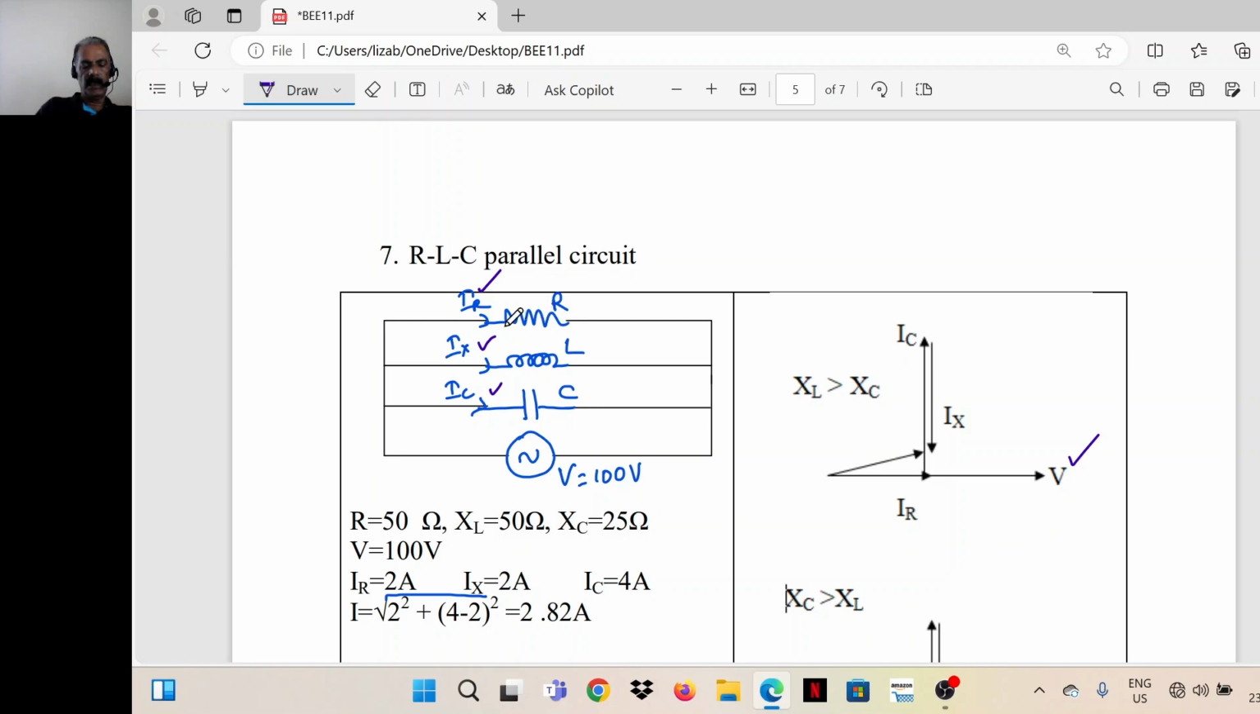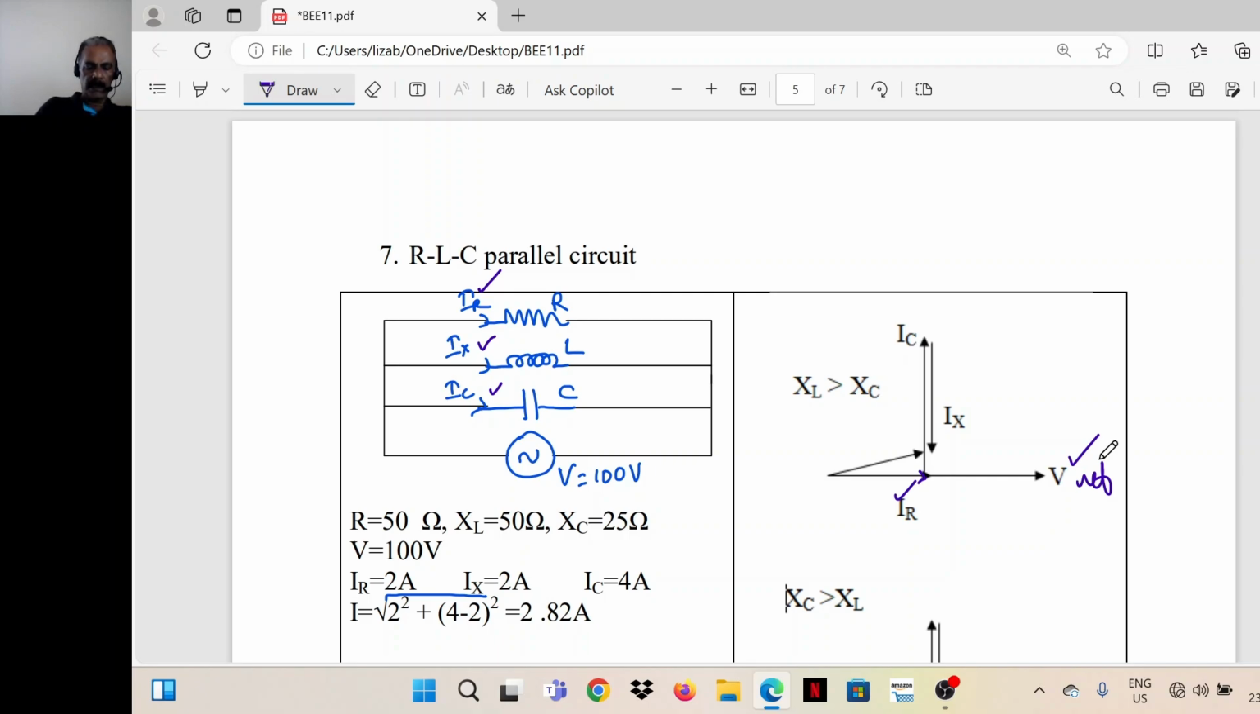In a resistor, current and voltage are in phase. So IR we can mark in phase with V. V is already taken. This is the reference. So this current is IR, in the same direction as V.